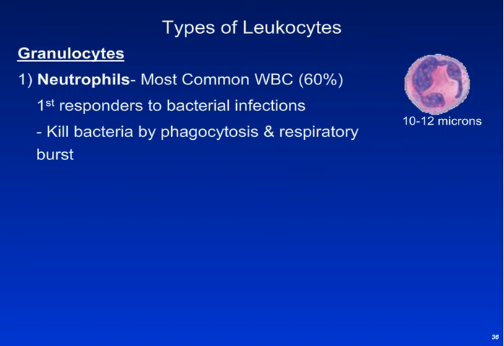Neutrophils are the first responders to bacterial infections. Particularly if you get a new bacterial infection, the numbers of neutrophils will increase exponentially. Neutrophils kill bacteria through the process of phagocytosis. They literally ingest the bacteria, and they can also kill them with something called a respiratory burst. That is, they release a potent germ-killing compound such as hydrogen peroxide or bleach to actually kill the bacterium.